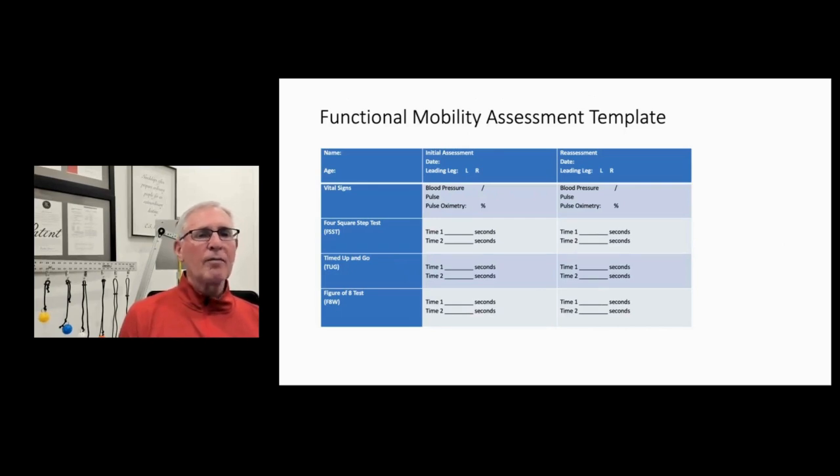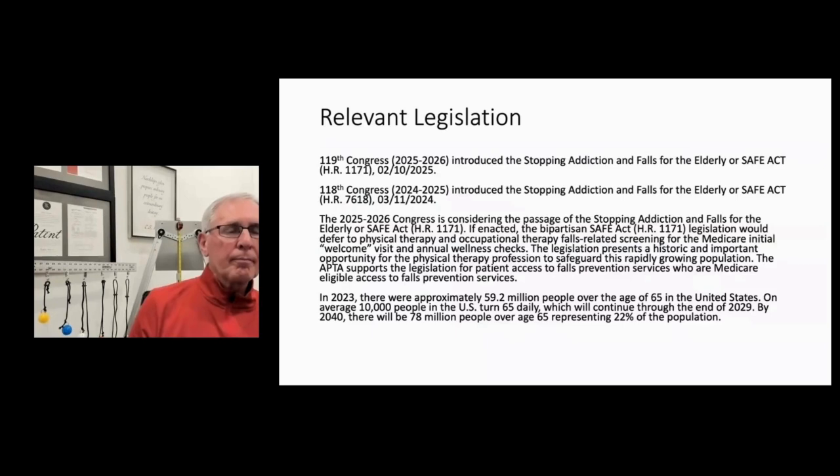Here is an example of a functional mobility assessment template. Generally, these tests for mobility are done 2 to 3 times, and usually before and after you can take blood pressure, pulse, and the pulse ox.